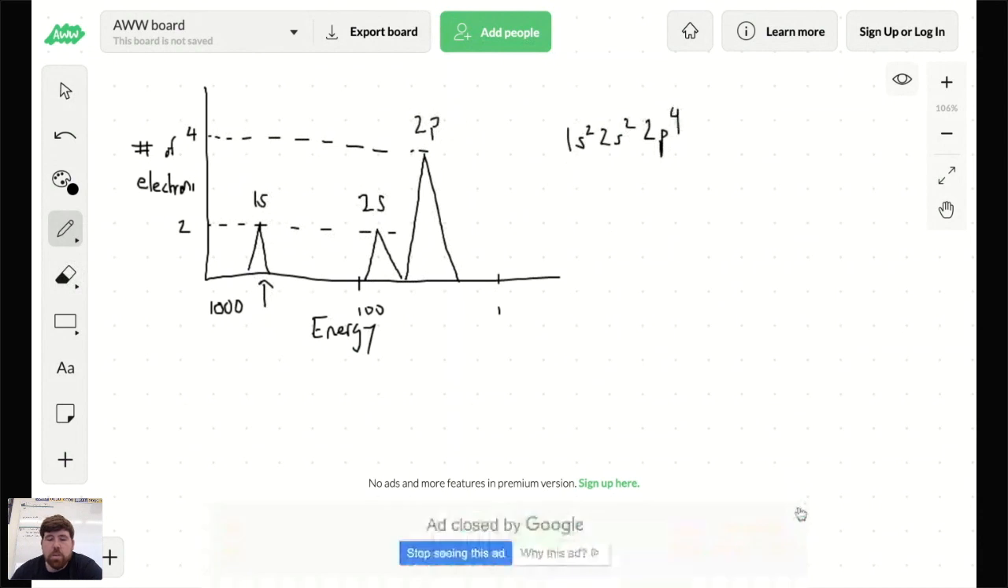And basically this is a workaround, or working backwards, of looking at the electron configuration for an atom and then identifying what that atom is. So what atom has 8 electrons? What neutral atom has 8 electrons?